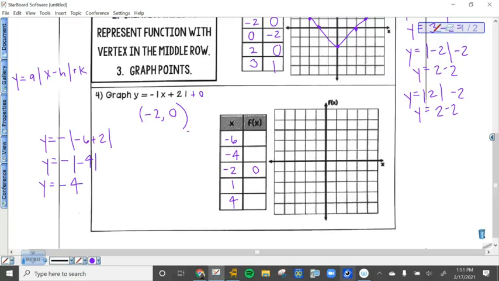Do we see how we got there? Let's do another one and see.